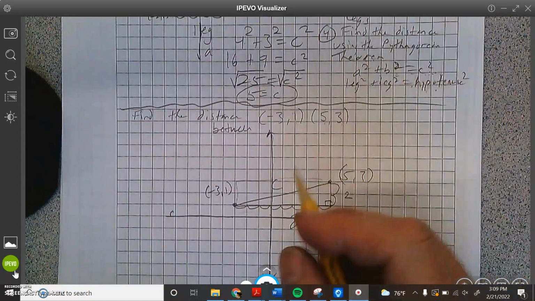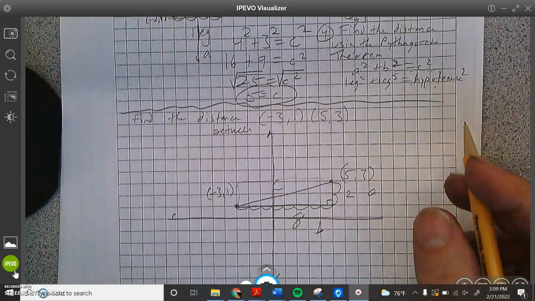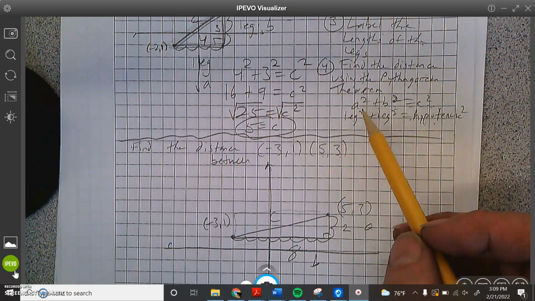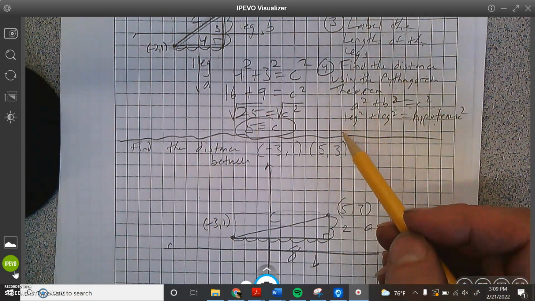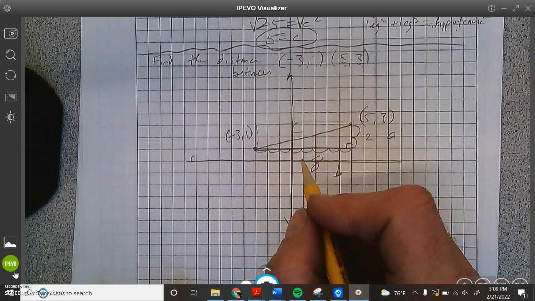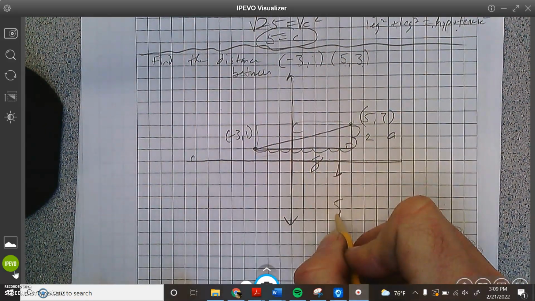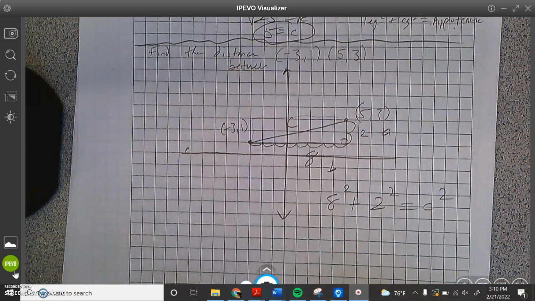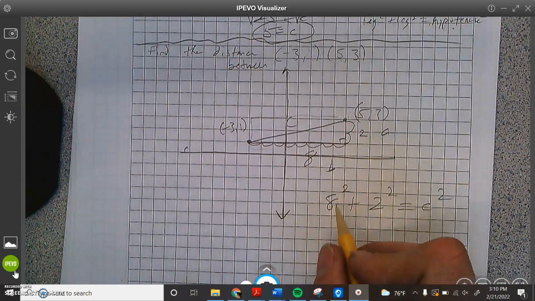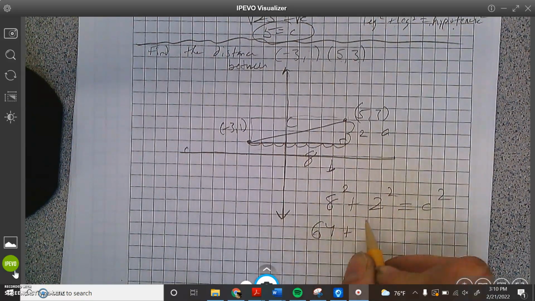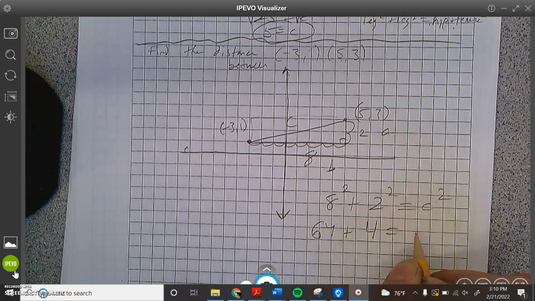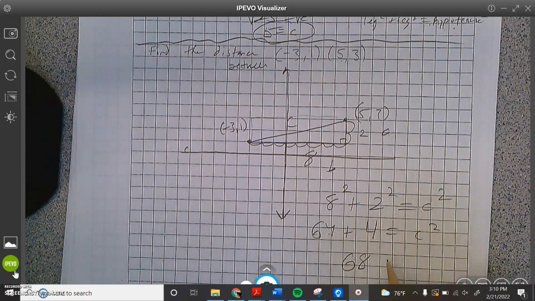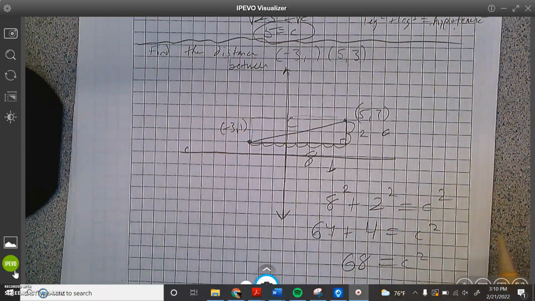Because A squared plus B squared equals C squared. This could be A, this could be B. It doesn't matter. Those are the legs. Next, find the distance using the Pythagorean theorem: A squared plus B squared equals C squared, or leg squared plus leg squared equals hypotenuse squared. So that would be 8 squared plus 2 squared equals C squared. 8 times 8 is 64. 2 times 2 is 4. So 68 is C squared.